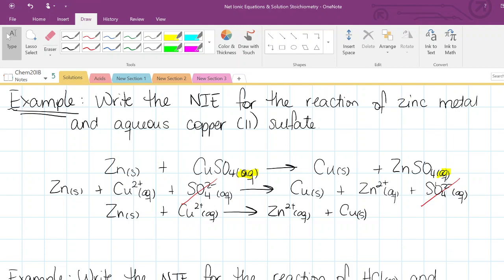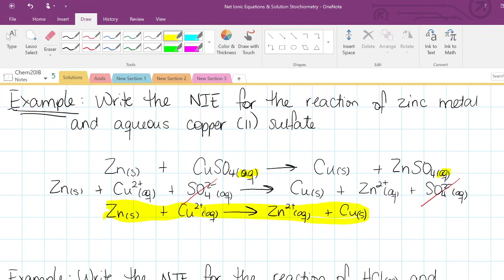So the leftover equation, the net ionic equation, is going to be zinc solid plus copper 2+ aqueous gives us zinc 2+ aqueous plus copper solid. That's the net ionic equation for this particular reaction. That's what's driving the reaction forward: the fact that we start with solid zinc and we end up with zinc ions in solution, and that we have copper 2+ ions and we end up with solid, or precipitated, copper.